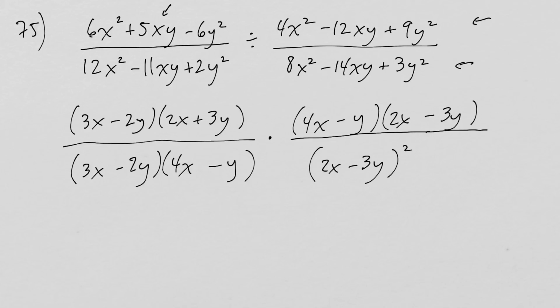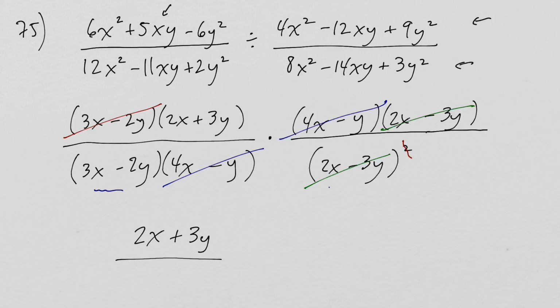Okay, so let's start canceling. 3x minus 2y, that cancels with one of those. 4x minus y, that cancels there. Now, 3x minus 2y and 2, oh, excuse me, that's not correct. 2x minus 3y cancels here. And I'm left with 2x plus 3y on the top and 3x minus 2y on the bottom.